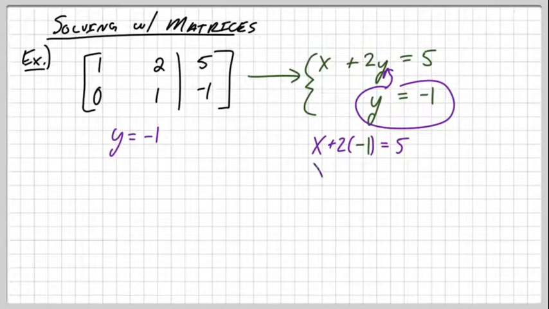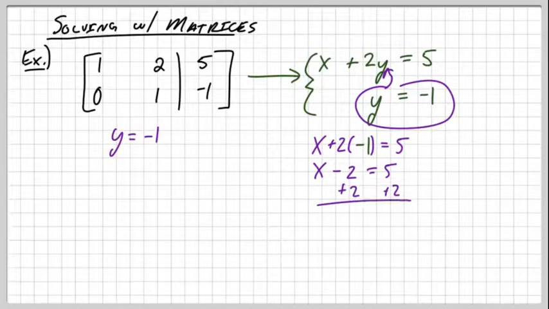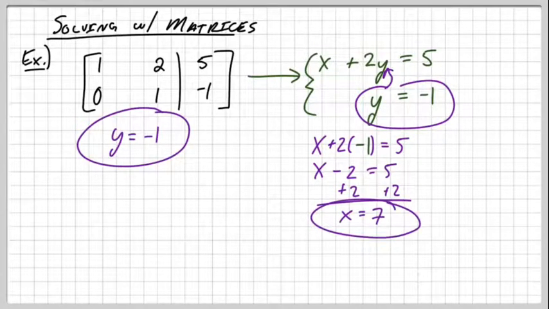So that simplifies to x minus 2 equals 5. Add 2 to both sides, and we get x equals 7. So we have y equals -1, x equals 7. Or if we write it as an ordered pair, that'd be 7, comma, -1. So there you have it. There's our first example of actually solving a system using matrices. And it came from our augmented matrix being in row echelon form.